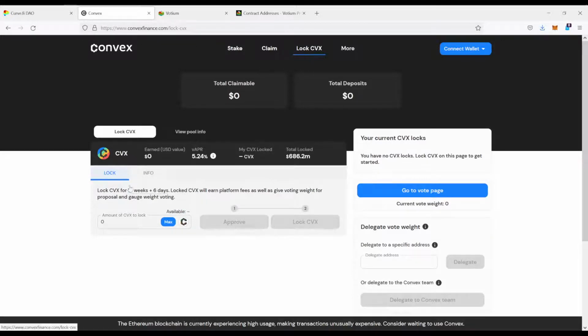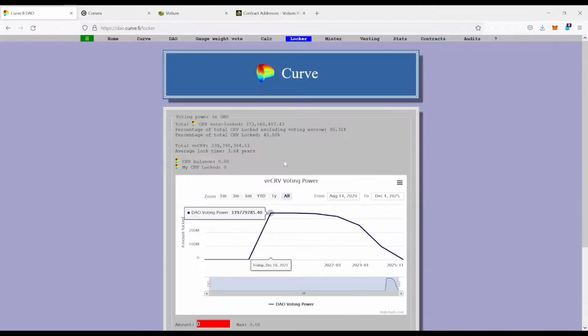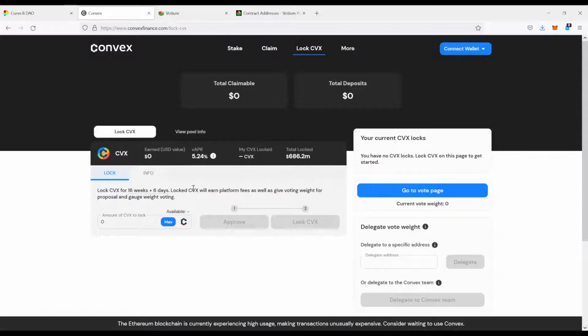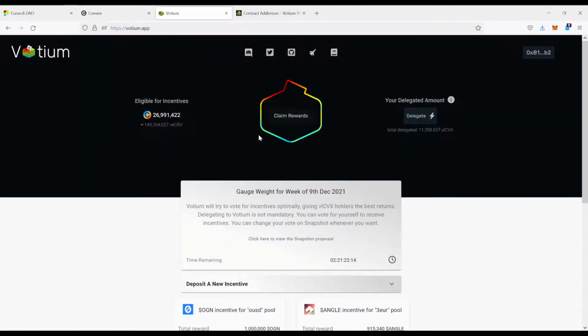Now, CVX tokens, you can either earn them, farm them, or you can just buy them on a DEX like Uniswap, SushiSwap, or whatever. So what you can do is you can lock your CVX tokens, okay? Now this is brilliant because it gives you the voting rights you would get with this VE CRV. So you get the voting rights, okay? And you can get automatic voting, okay? How? By using Votium, which is number 3 in our trio.